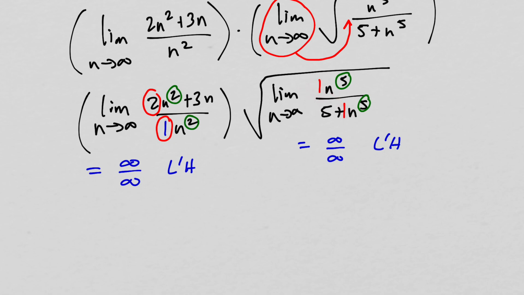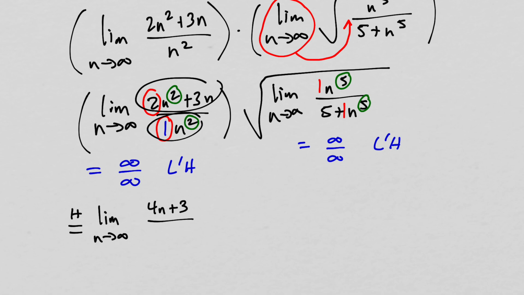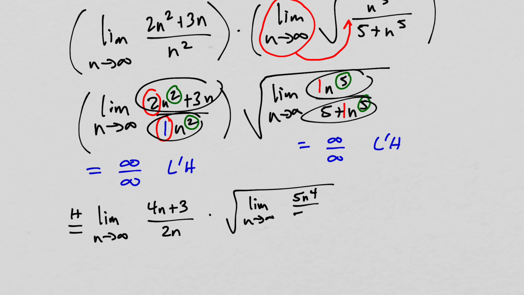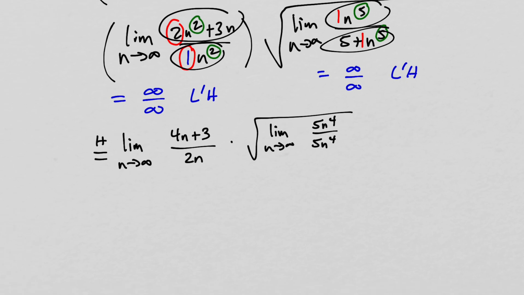Now, I think I will go ahead and proceed using L'Hopital's rule. And if we use L'Hopital's rule, we get the limit of the derivative of the numerator, which is 4n plus 3, divided by the derivative of the denominator, which is 2n. Then we're going to multiply that by the square root of the limit of the derivative of the numerator here, which is 5n to the fourth, divided by the derivative of the denominator, which is also 5n to the fourth. Now this limit, interestingly enough, is still infinity over infinity.